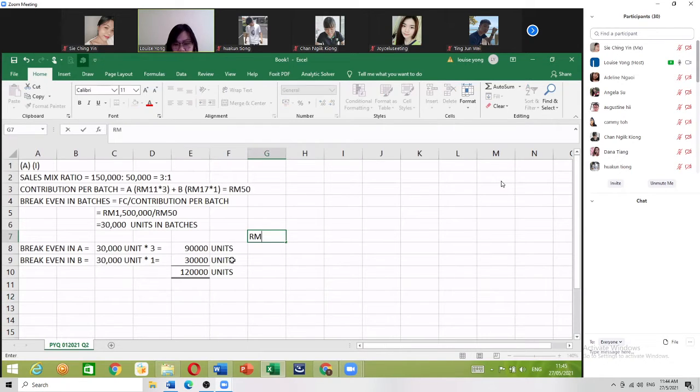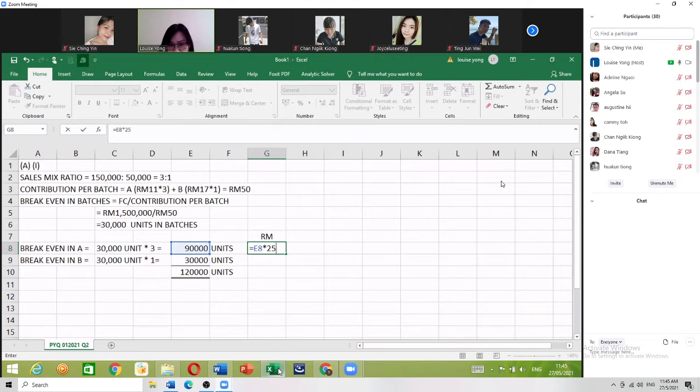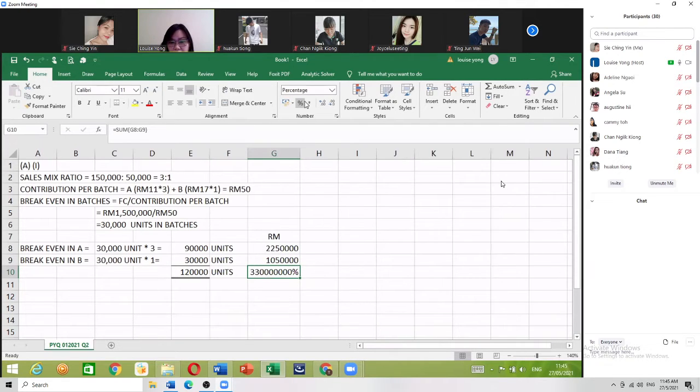If you want your break-even in RM, for example, how much sales do you need to break even? You take the 90,000, right, multiplied by the selling price. A's selling price is 25 dollars and B's is 35 dollars. So here multiply by 25, and for B multiply by 35. It means the total sales you need is 3.3 million.